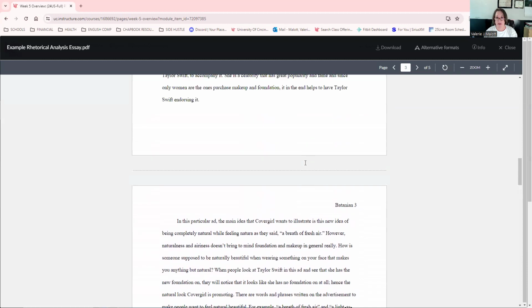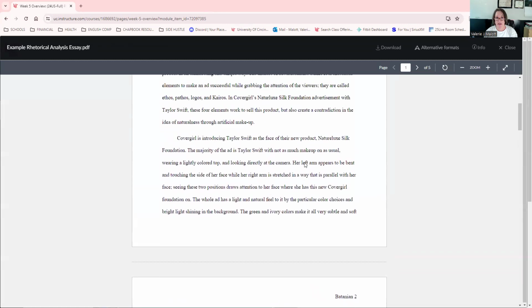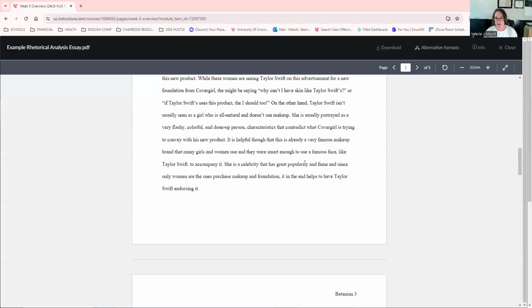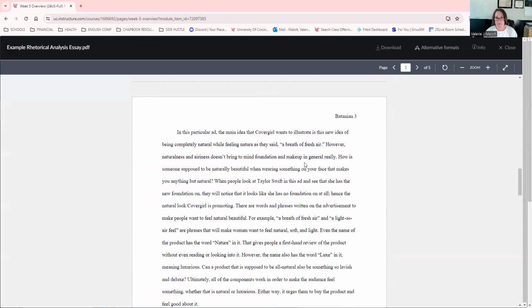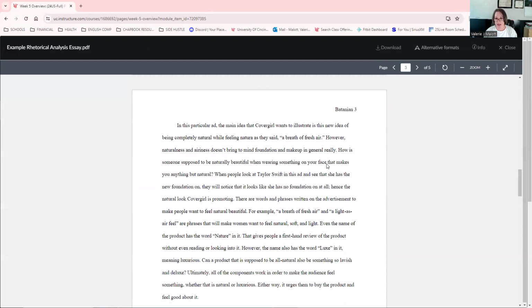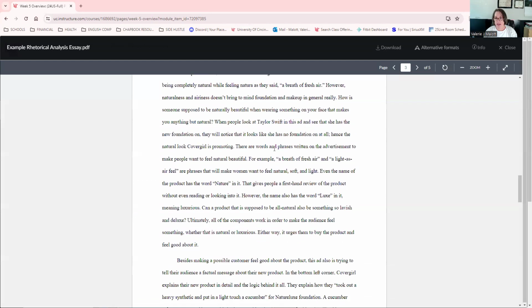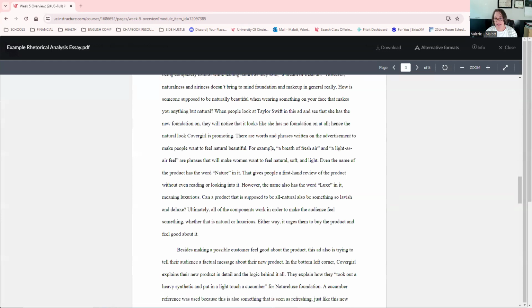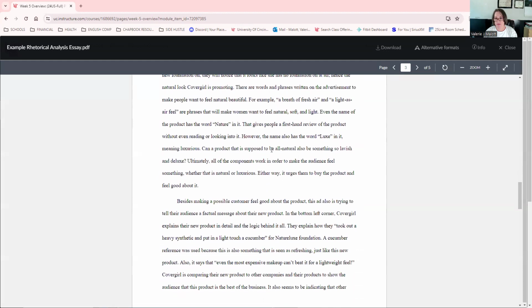I think logos. Is that right? Ethos, pathos, pathos. So it's moving to pathos. So in this particular ad, the main idea that CoverGirl wants to illustrate is this new idea of being completely natural while feeling natural, as they said, quote, a breath of fresh air. However, naturalness doesn't bring foundation and makeup in general to mind. So they are making a case for the pathos, that nope, I think it's logos.